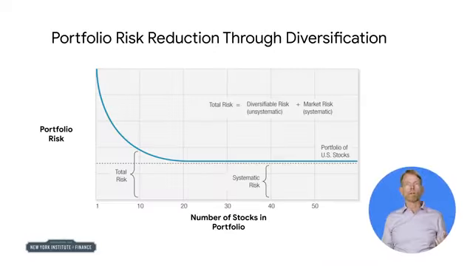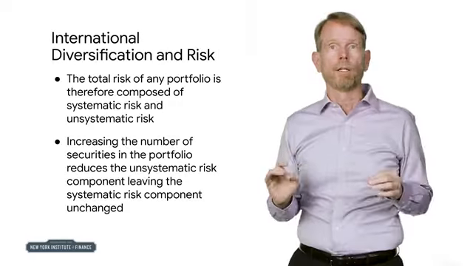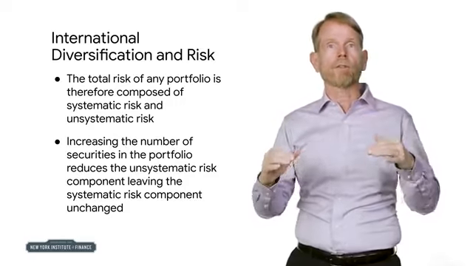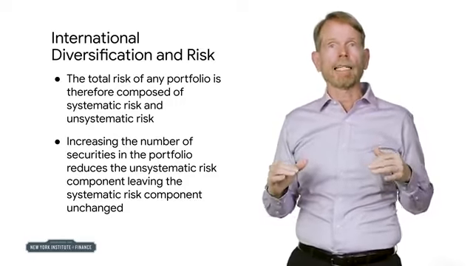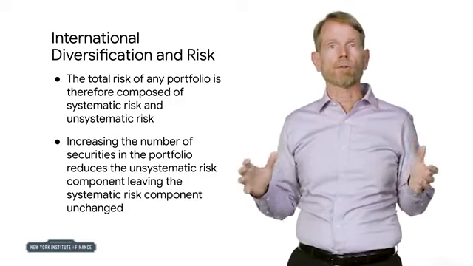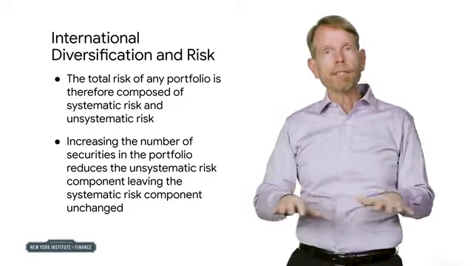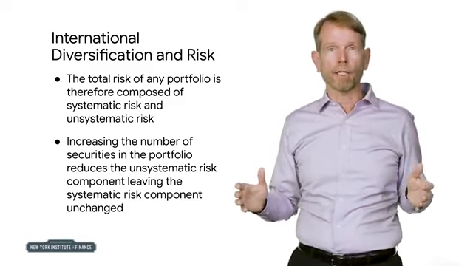When a portfolio is diversified, the risk of the portfolio, or its variance, is reduced to the level of systematic risk, the risk of the market itself. You can see that a high level of diversification can be achieved with as few as 10 assets. The total risk of any portfolio is composed of systematic risk and unsystematic risk. Increasing the number of securities in a portfolio reduces the unsystematic risk component, leaving the systematic risk component unchanged.